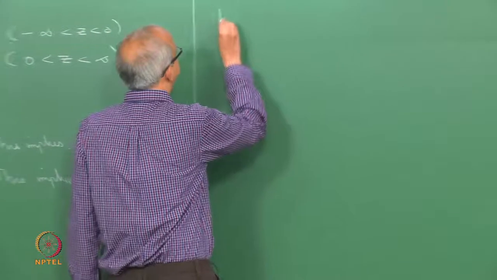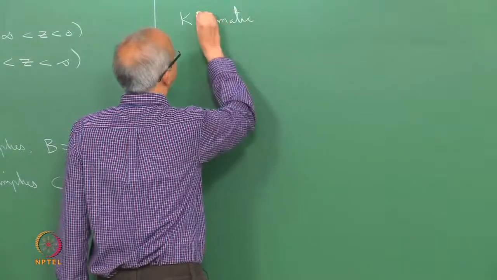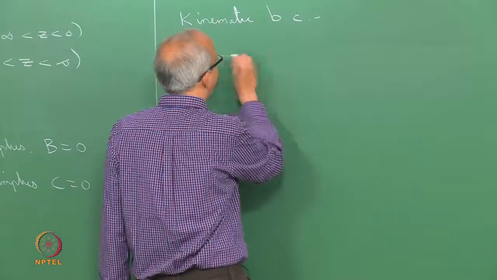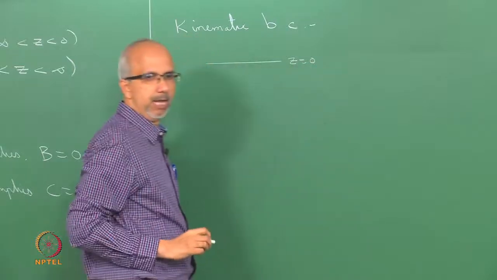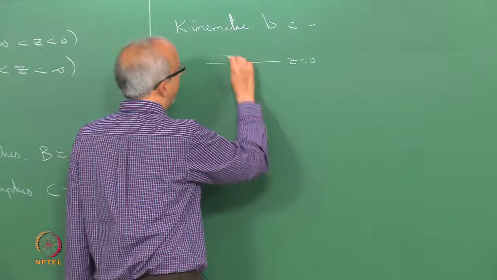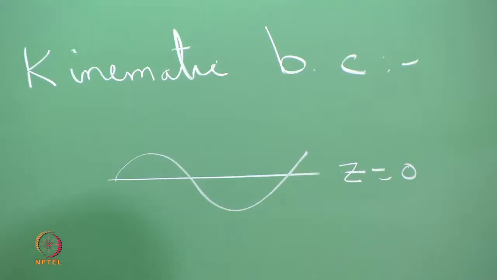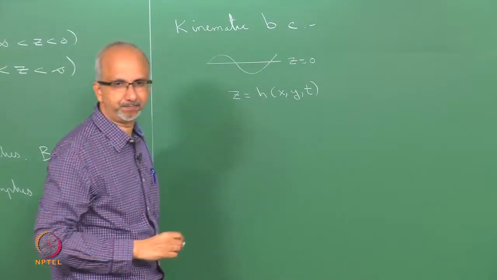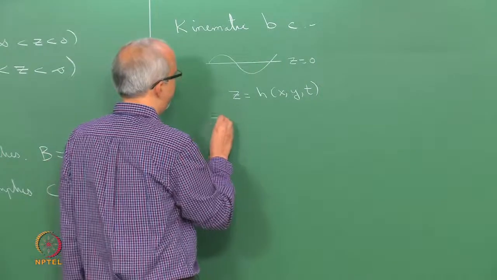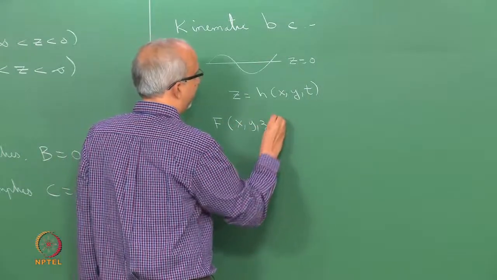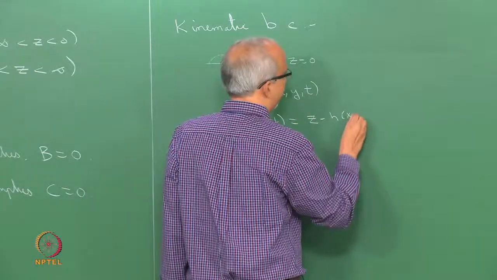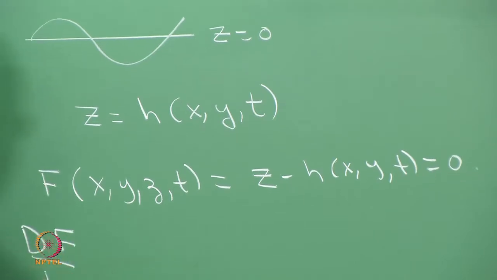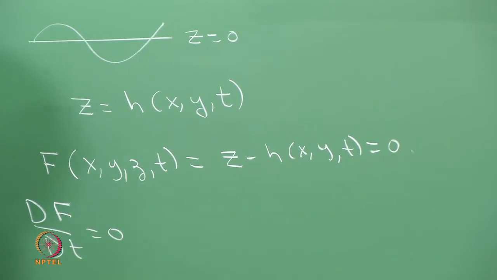So let's look at the kinematic boundary condition. And this is a small recap of whatever we did earlier. So when this is a flat interface, and this is given by z equals 0, what we need to do is worry about the situation where the interface can possibly get deflected, okay. And so here the interface is going to be given by a function of this kind, okay. We write this in an implicit form, f of x, y, z, t as z minus h of x, y, t equal to 0, okay. And the kinematic boundary condition follows from the fact that df by dt is 0. This is the kinematic boundary condition, okay.